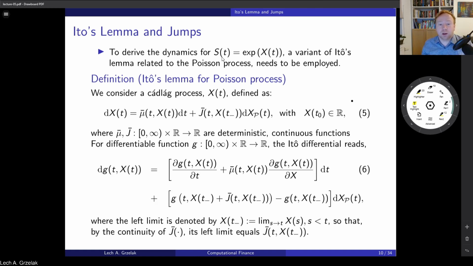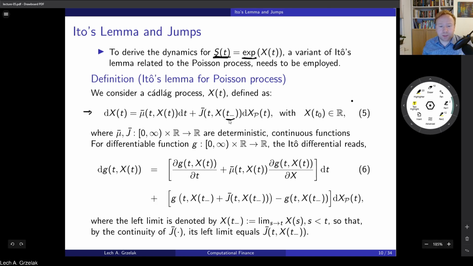So let us consider a process given here. We have dxt equal to mu xt, so just a simple drift with dt. And then we have only the jump part: j hat t, xt minus, dxpt. So in this case we forget completely about the diffusion part and just concentrate on the jump element. Our objective is to find the dynamics for the process S, which is defined as an exponent of the process defined here.